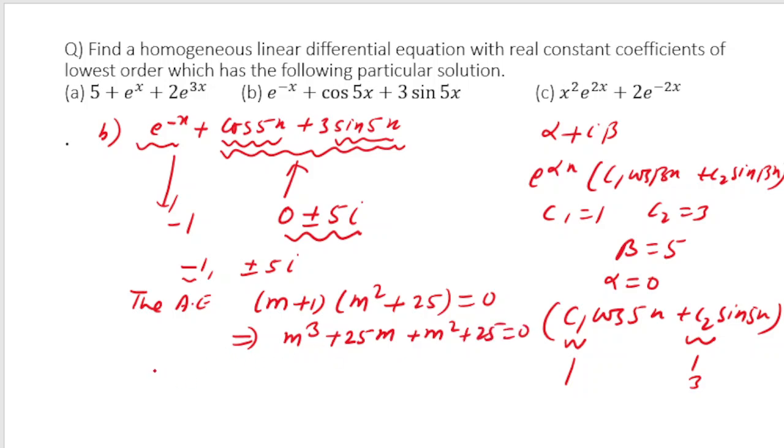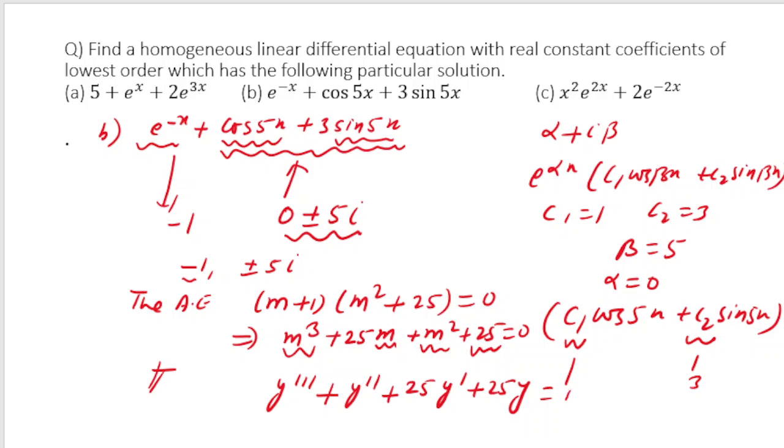So what will be your differential equation? For m cube, we write y triple dash, the third order derivative. Then we have the m square term, so we write y double dash, the second order derivative of y. Then we have the m term, so 25y dash, and then the constant term, so we write 25y, that is equal to 0. So this is how the differential equation will look corresponding to this particular solution.